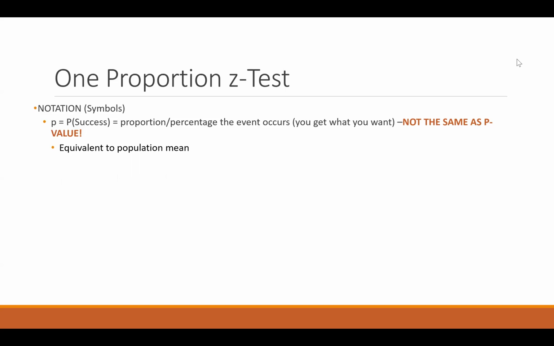The probability of success in a 1 proportion z-test is the same as the population mean in the 1 mean z-test that we talked about in Module 3. It is typically written in a decimal form rather than a percentage. We want it as a decimal. And it is usually going to be stated in the scenario. If it's not stated, you are given the information to calculate it.